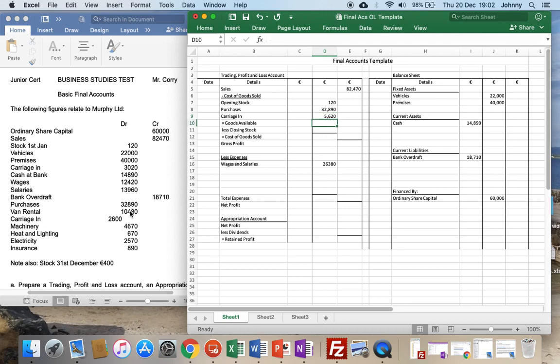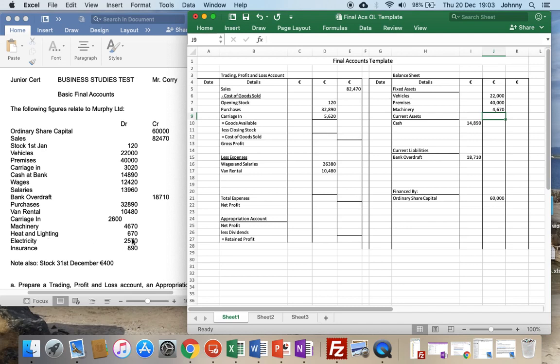Van rental. So that's something that we pay for maybe on a regular basis. So we don't own the van, we rent it. So that's an expense, and it's 10,480. Then we've got carriage in, we've dealt with there. Machinery, 4670. So that's something we have that lasts a long time, and it's 4670.